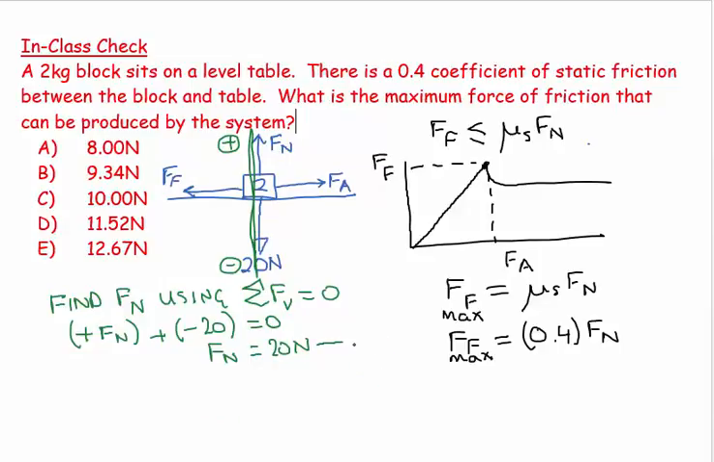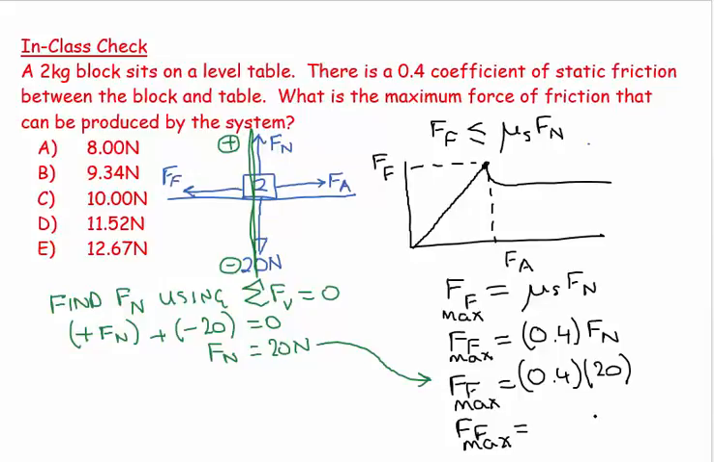So we can now bring this over here. And we say FF max is equal to 0.4 times 20. FF max is equal to 2 4s are 8 newtons. Put that in a nice box so we can find it easily. We look on the answer key and there's the answer. It's there.